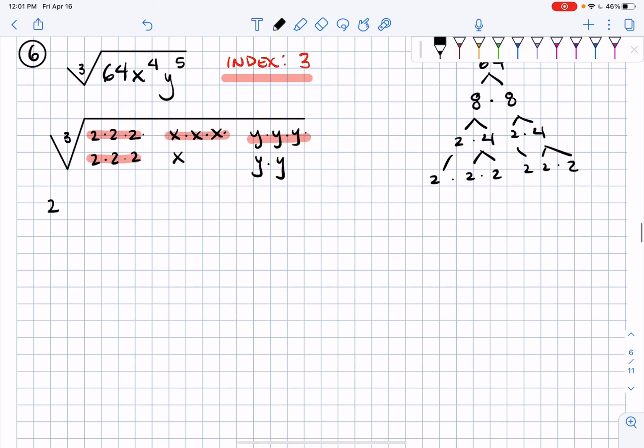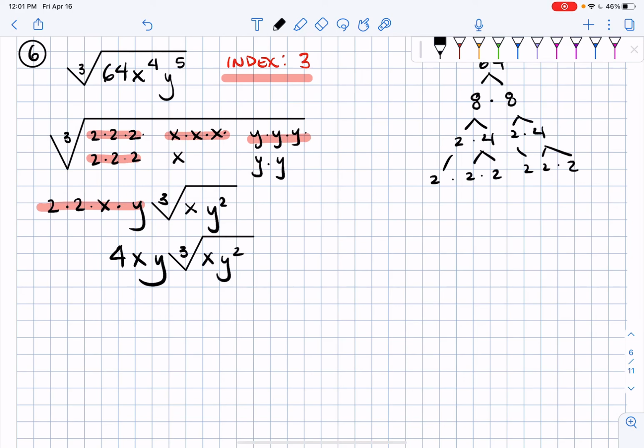So that's going to be a 2 times 2 times x times y. So everything that's highlighted in red should be right there. Okay. Then I have the cube root of what's left. Well, what is left? Well, the x is left and the y squared is left. Okay. So now let's finish writing this. Oh, don't forget the cube root. All right. So I'm going to have a 4xy cube root of xy squared.